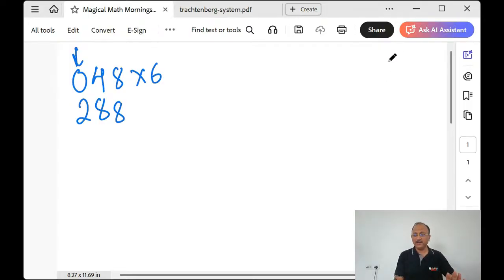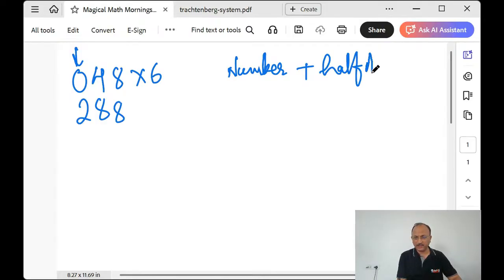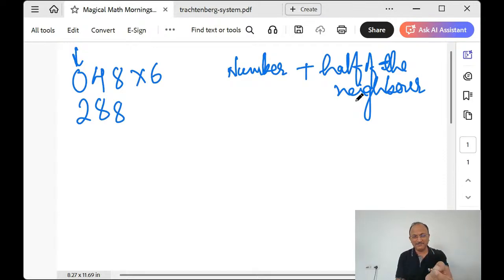Very simple. Just remember, number plus half the neighbor. If you remember this, it is sufficient. This is not the full rule. There is some catch to this that we'll learn later on. First, let's do some simple calculations like this.